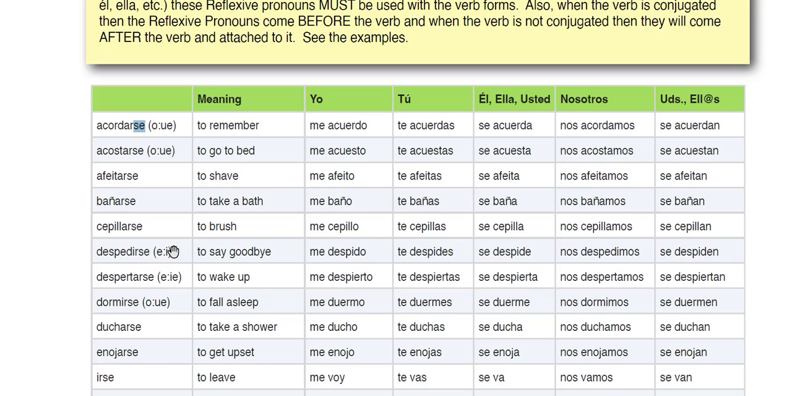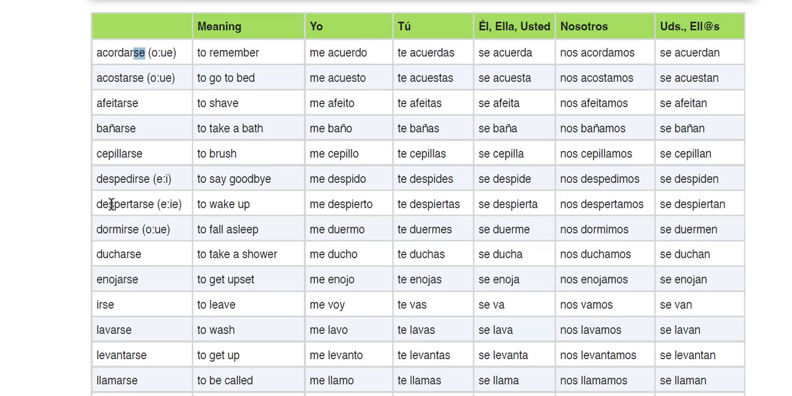Notice that if it's a stem changing verb, remember that there is not a stem change in the nosotros form. Okay? All right, despertarse is to wake up. Me despierto. Me despierto a las 6 de la mañana. Dormirse, to fall asleep. Me duermo. Going to bed and falling asleep are two different things. So, as in English, we've got two separate verbs that mean similar but slightly different things. So, watch out for acostarse, to go to bed, versus dormirse, which is to fall asleep.